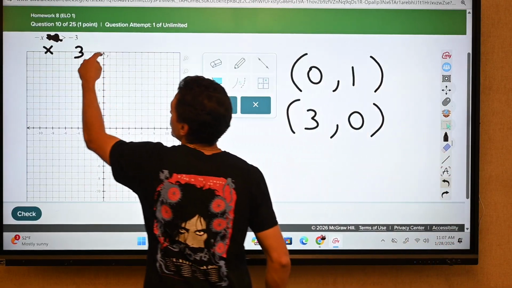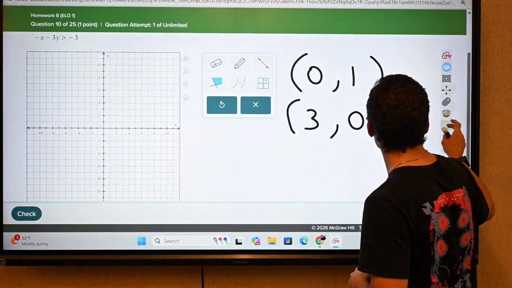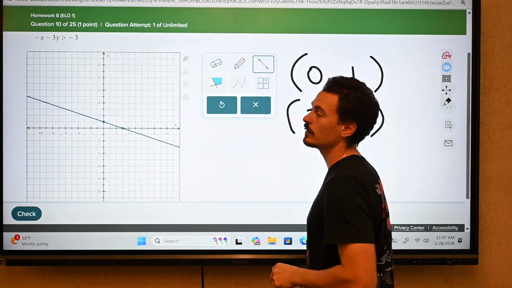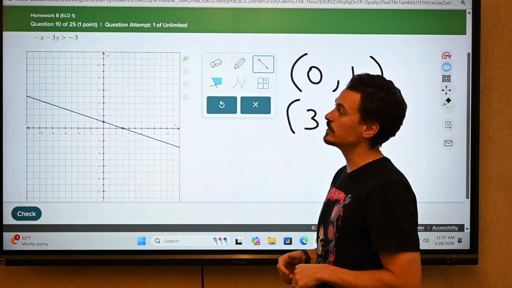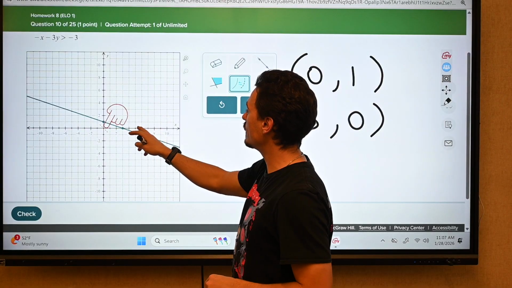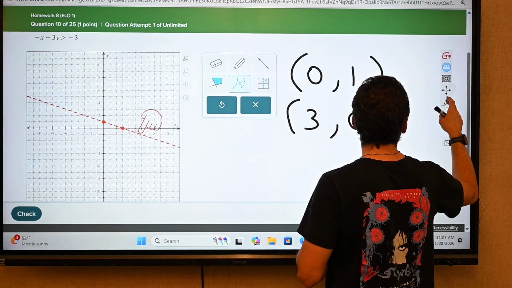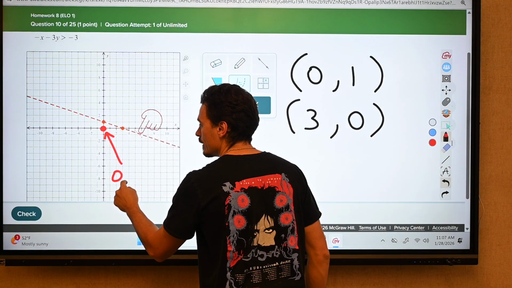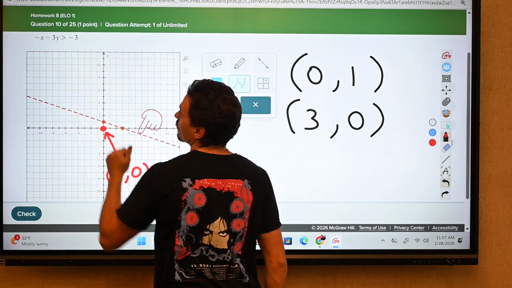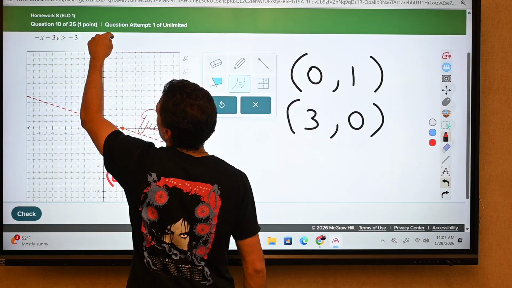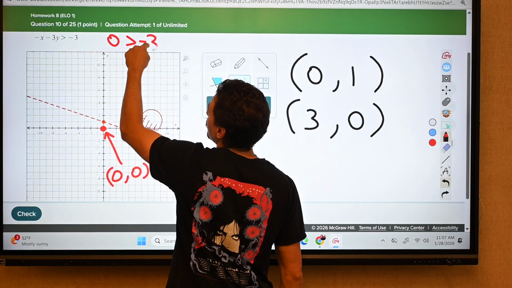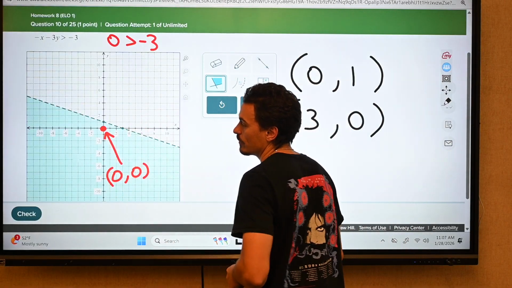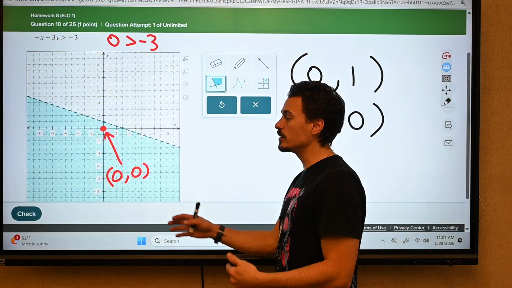Okay? Now, there's my 2 points. I need to graph them. There it is. Okay. Now what we need to do is we need to look at our symbol. Symbol is greater than, so we need to dash our line. And then what we need to do is we need to figure out if 0, comma 0 is a solution on this graph. So right here, we have 0 is greater than -3, which is true, which means we're going to shade that side of the graph, the side with 0, 0 on it. When it's false, you want to shade the other side.